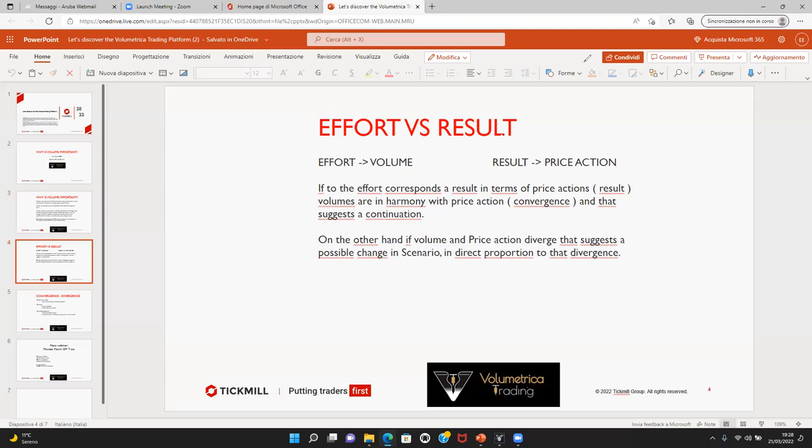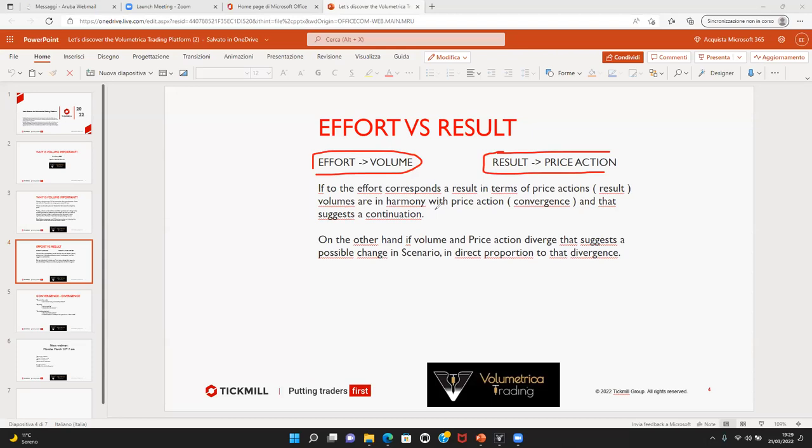For a specific effort, which is expressed by volume, we should always see a result, which is the price action, basically. So that means if to a specific effort, let's assume much buying volume, buying the market, we would also need to see a result according to the effort. So basically, we need to see price rising, okay, price moving upwards.